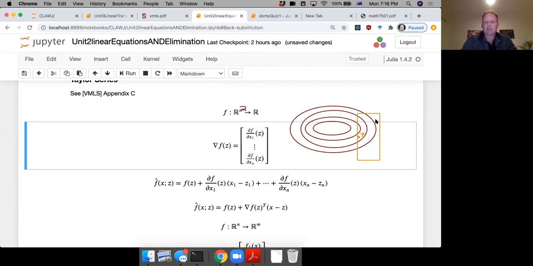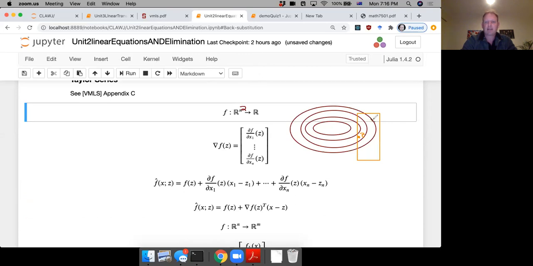I can pick x to be this point, or I can pick x to be here. And every time I will care about the difference from x to z. It's not the distance, it's a difference. And I'll take the inner product of that with the gradient vector. And this is where I'm going to be on this hyperplane that's approximating the function. So that's a Taylor series approximation of such a function.